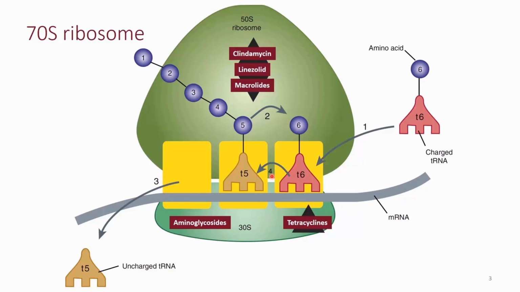Some of the antibiotics that are important to know are clindamycin, linezolid, and macrolides, all of which bind to the 50S ribosome, and they block the peptide bond formation between the different amino acids. As a result, protein synthesis will be inhibited. Other antibiotics that are important are tetracyclines and aminoglycosides, which will bind to the 30S subunit and will also inhibit protein synthesis. So as you can see, aminoglycosides and tetracyclines will basically compete for the same site, which is the 30S, whereas clindamycin, linezolid, and macrolides basically compete for the same site in the 50S subunit.